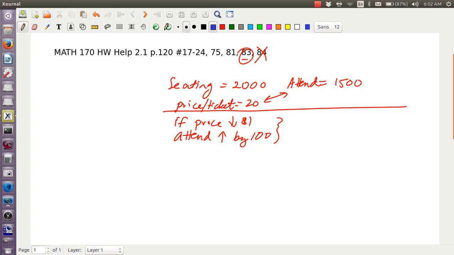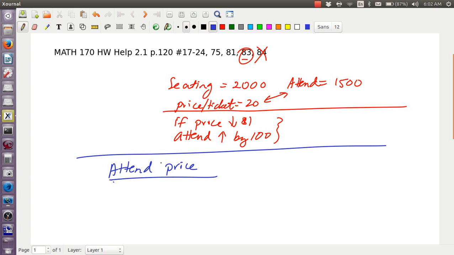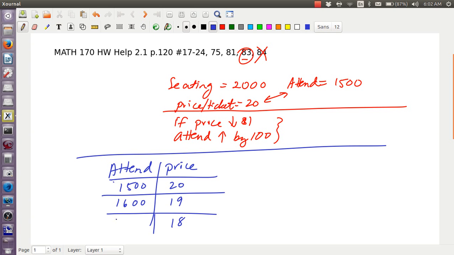You would need to actually find out the most important part first, which is the attendance versus price is actually a line. And when its attendance is 1,500, they said price is 20. So the key part of this question is to realize that we have to make a line. And it says if the price goes down by $1, attendance goes up.